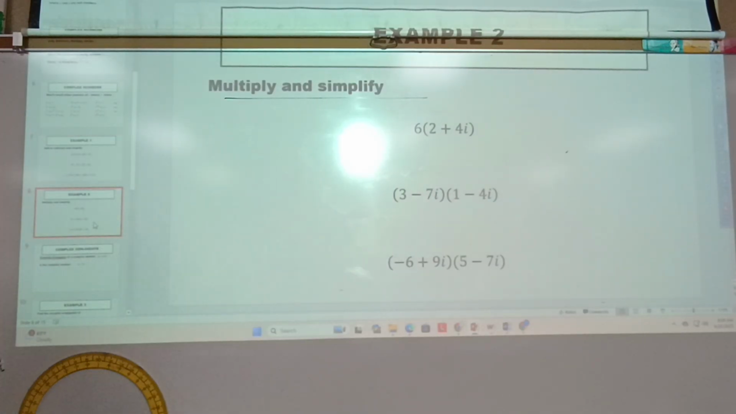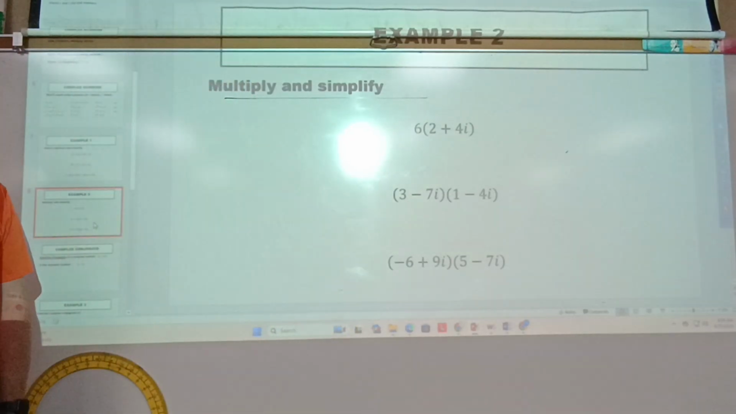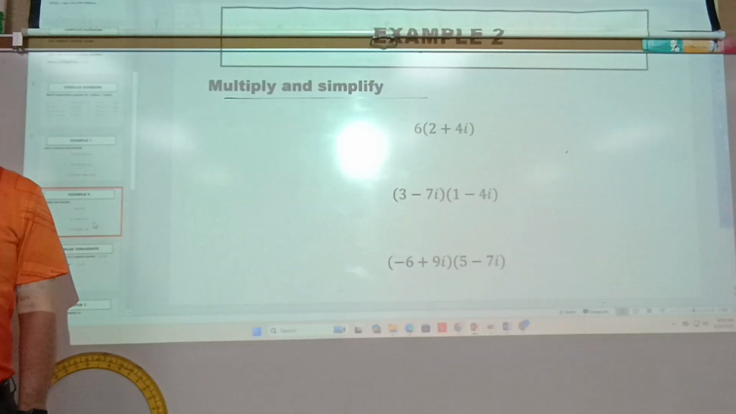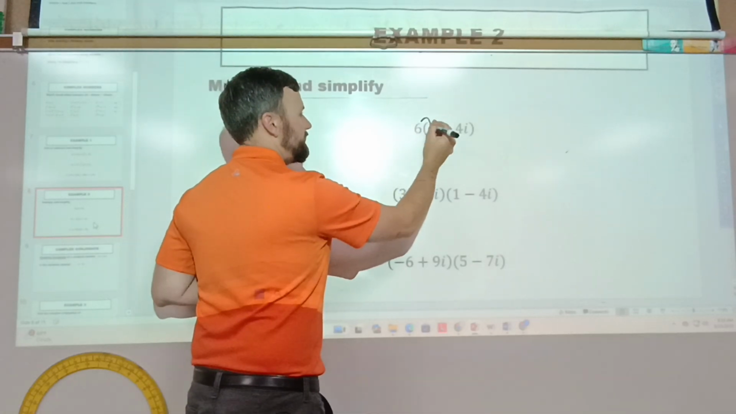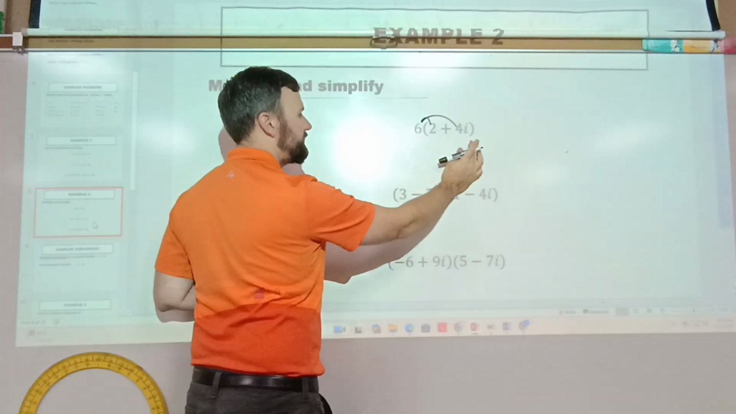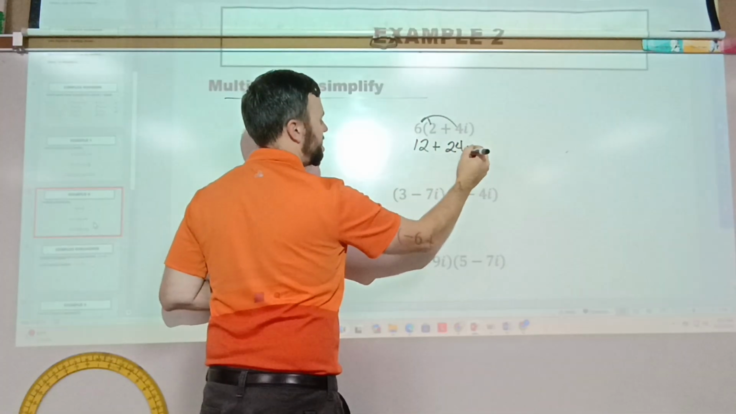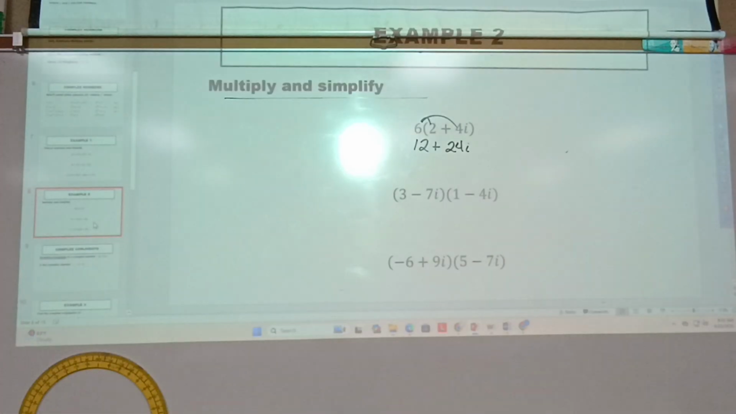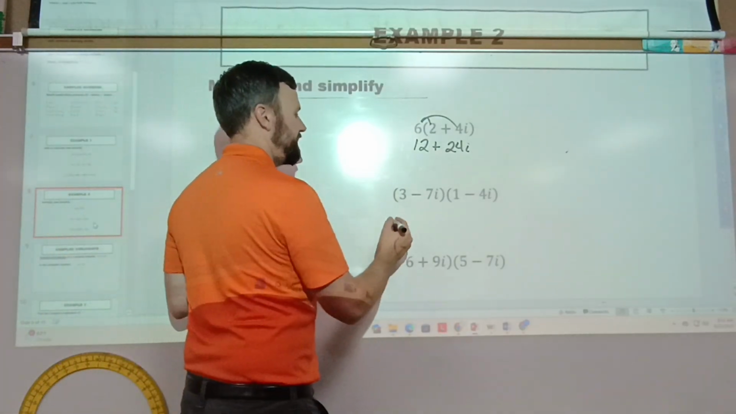What about when we multiply and simplify? These ones get a little bit trickier. But still the same thing. If you foiled once, you foiled 100 times. The 6 goes through and hits both. So I get 12 plus 24i. Treat it just like a variable. Now when you foil, something wonky is going to happen. You might have seen this before. Gotta get loose.